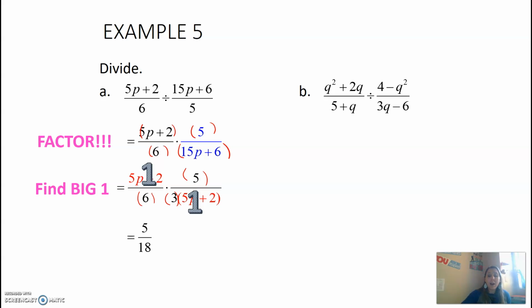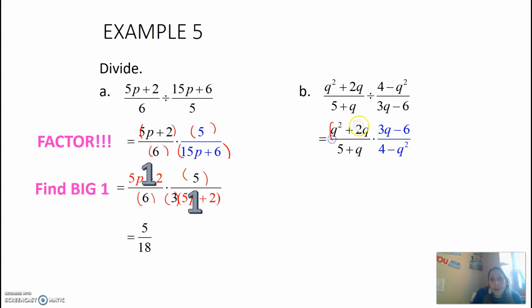All right, so now we're going to do the second problem. And this one's a little bit weird. So the first thing we want to do is turn it into multiplication. So we are going to keep the first one the same. We're going to change it. And then we're going to flip. Boom. Keep, change, flip. All right, now I'm going to put everything in parentheses.